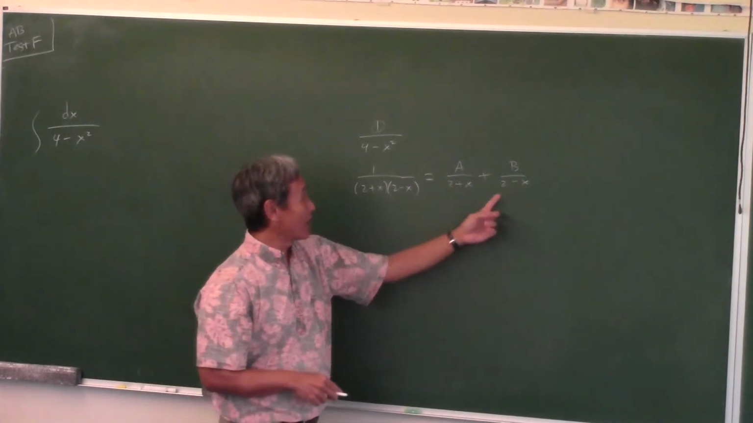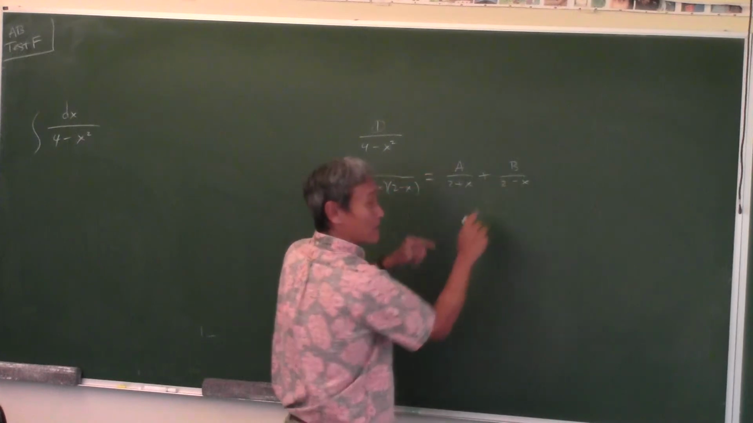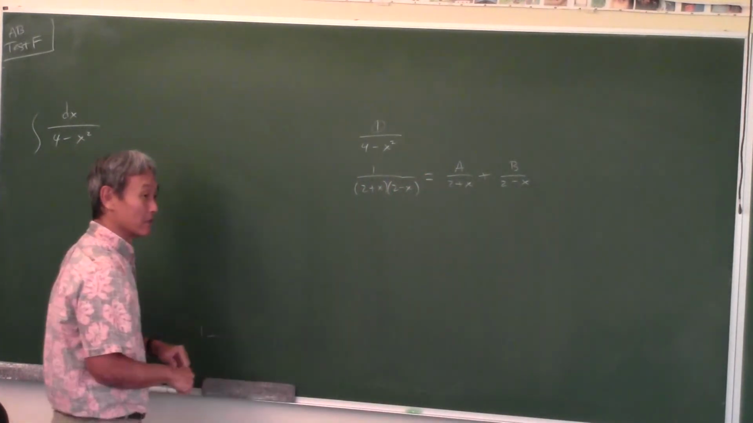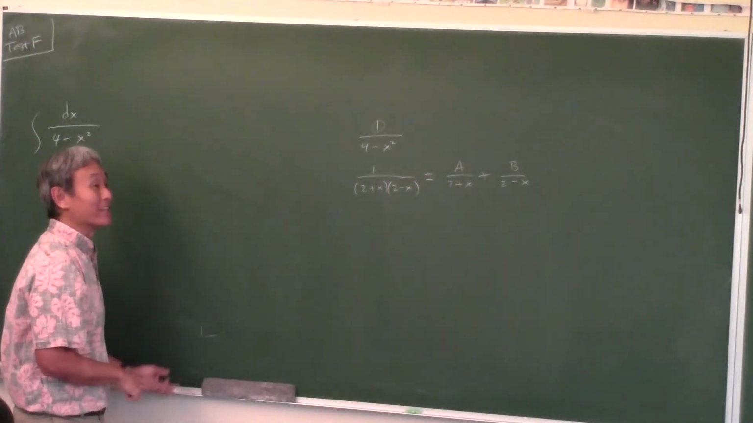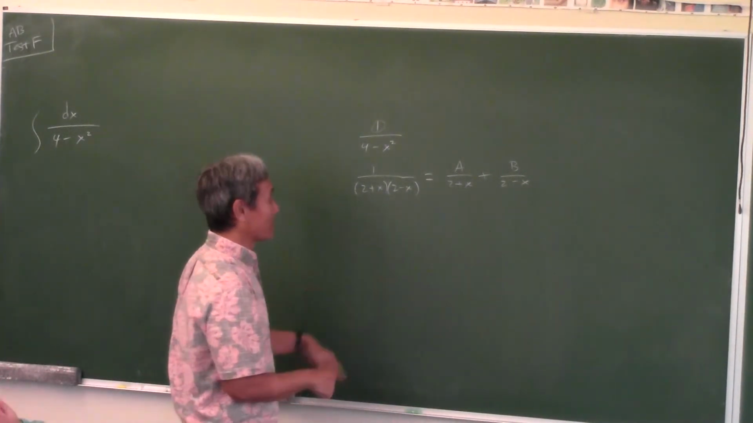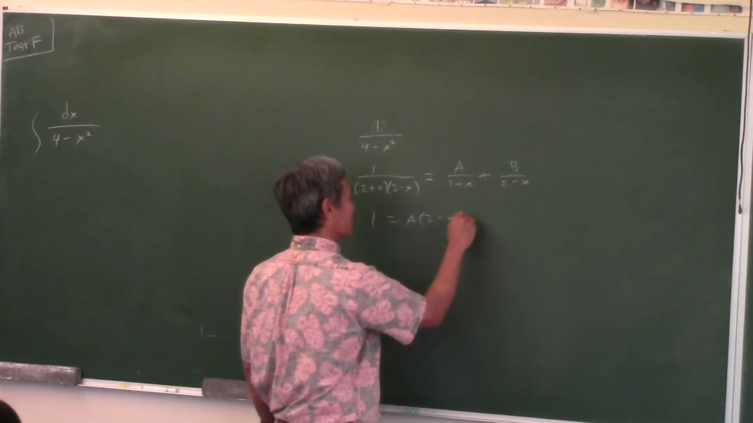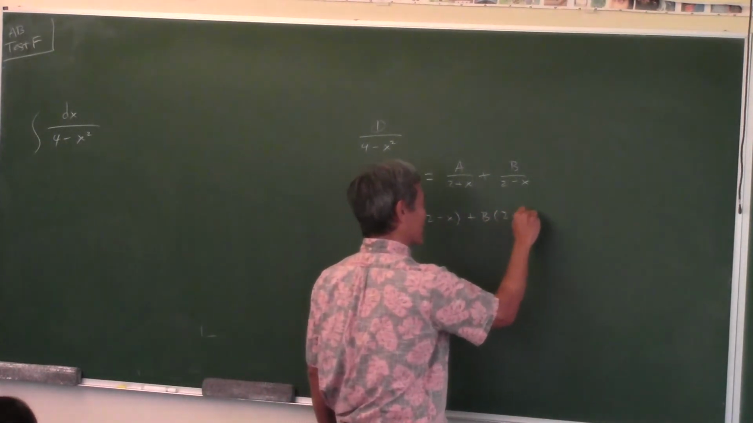Because if you add these 2 fractions together, isn't that the least common denominator? So you just gotta figure out what these numbers are going to be here. Now, you can guess and check, or we can just actually figure it out. So first, multiply both sides by the LCD. So you get 1 equals A times 2 minus x plus B times 2 plus x.